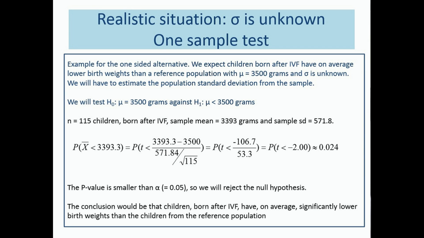The p-value is smaller than alpha, so again we will reject the null hypothesis. The conclusion of the t-test would be that children born after IVF have, on average, significantly lower birth weight than the children from the reference population.